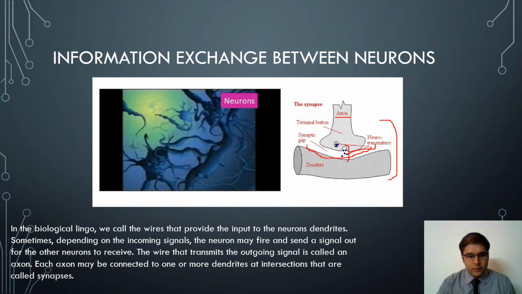In biological lingo, we call the wires that provide the input to the neurons dendrites. Sometimes, depending on the incoming signal, the neuron may fire and send a signal out for other neurons to receive. So based on the incoming signal, some outputs are fired based on some condition by the input-taking neuron and passed to the next neuron. The wire that transmits the outgoing signal is called an axon, and each axon may be connected to one or more dendrites at intersections that are called synapses. So the intersections between two neurons are synapses.